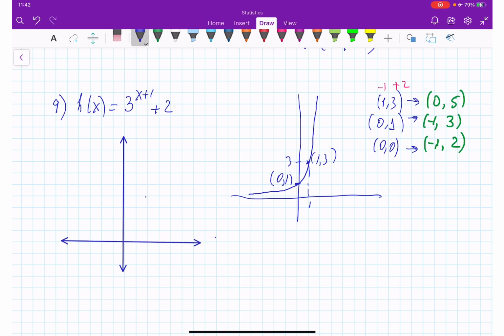All right, so this our points, 1, 3 becoming what? 0, 5, 1, 2, 3, 4, 5, right here, 0, 5. And the 0, 1 becomes negative 1 and 3, negative 1, and coming up 3, right here. And 0, 0 becomes negative 1 and 2. This is going to be my 0, 0.